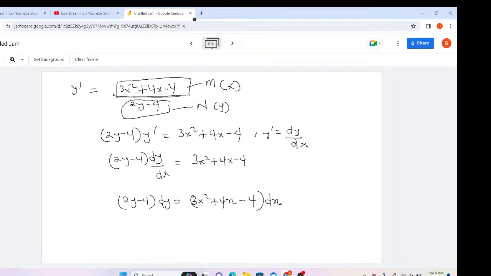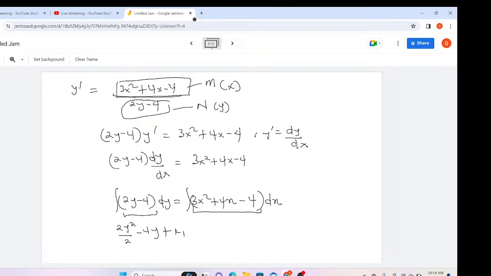Since we have dy on one side and dx on the other, using the separable method, we are just going to integrate both sides. We integrate this function with respect to y, and then we integrate this function with respect to x. So when you integrate 2y minus 4 with respect to y, you have 2y squared on 2 minus 4y. Of course, in integration we have a constant, so we can put a constant here.